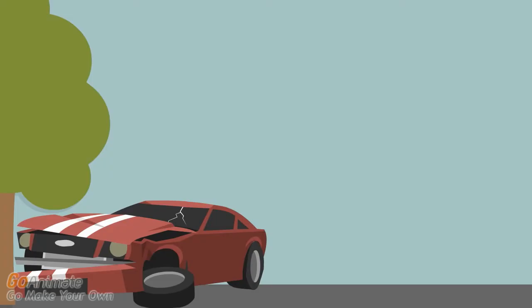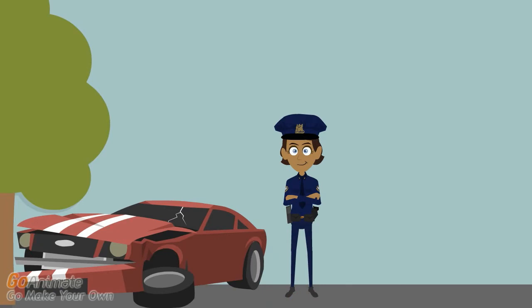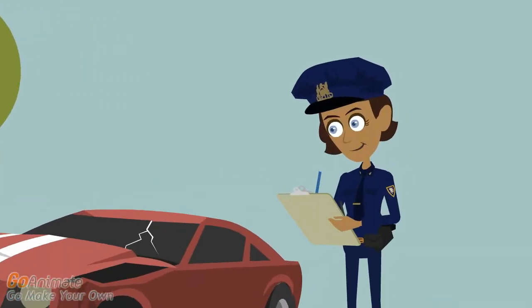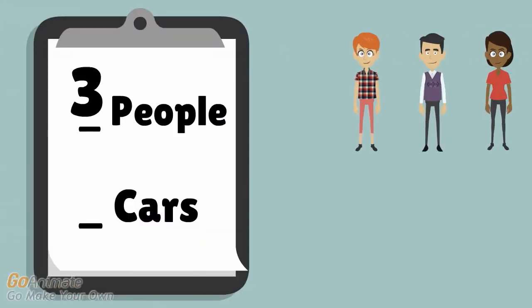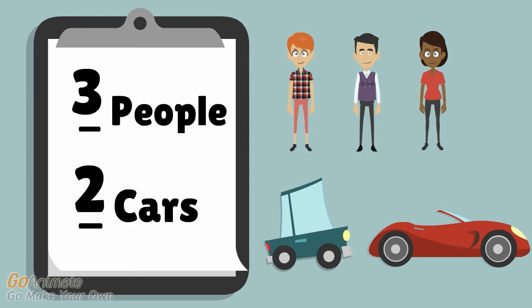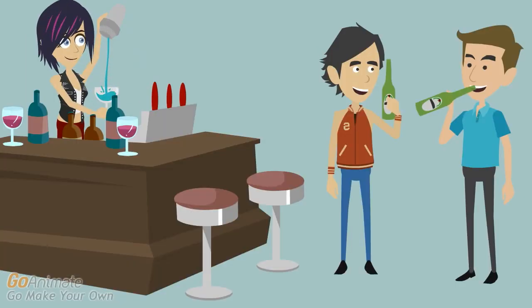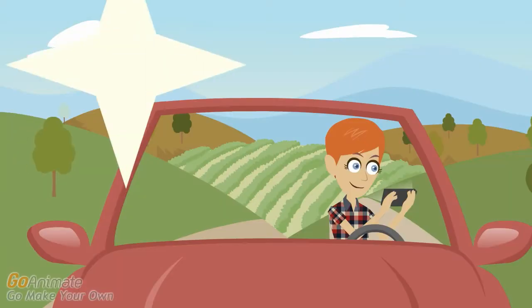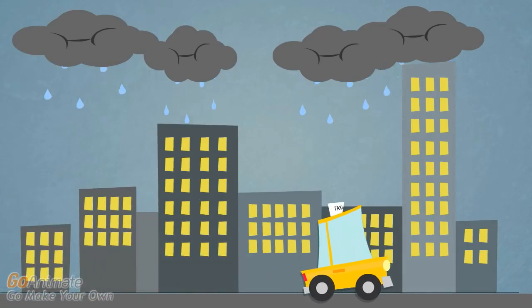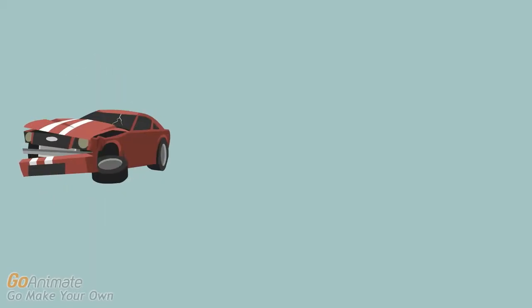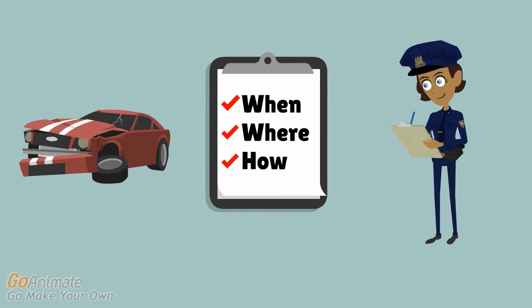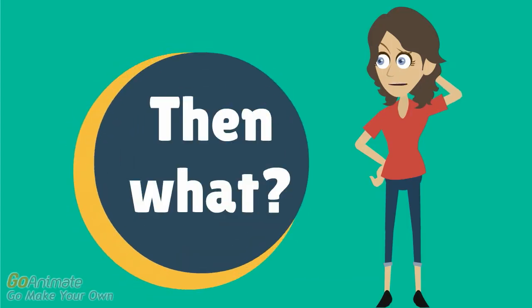When a crash happens, a police officer goes to the scene of the crash. The officer fills out a report and documents information such as the number of people and cars in the crash, whether or not the driver was intoxicated or distracted, and what the weather was like at the time of the crash. So when a crash happens, a report full of information is filled out. Then what?